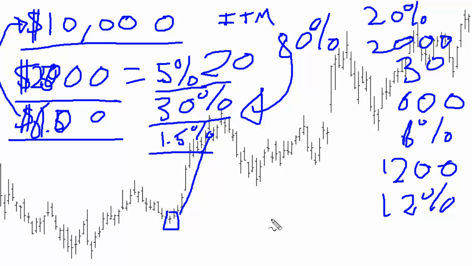But remember what I did before. Remember I said I had 5 trades in a row. My first trade was a loss. My second trade was a loss. My third trade was a loss. My fourth trade was a win. My fifth trade was a loss.